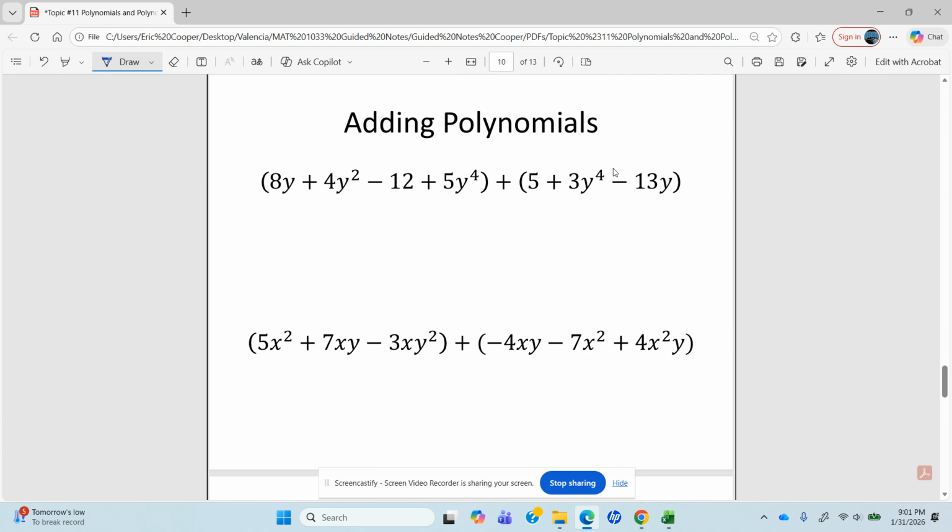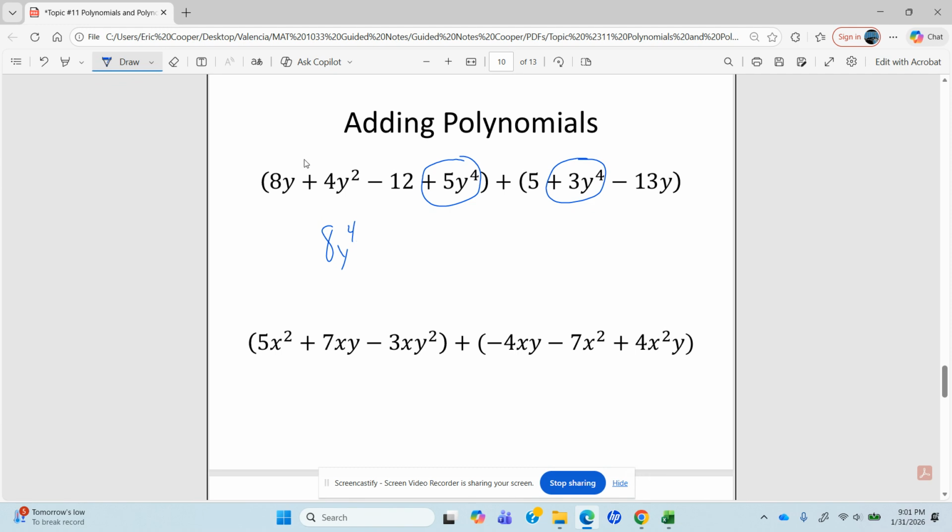So looking at this top problem, the highest exponent I see is 5y to the fourth. So this is a fourth power. We'll look to see if we have any more fourth powers, which we do here. So we'll combine 5y to the fourth and 3y to the fourth, and we'll make 8y to the fourth. Now typically next we would go to the third powers, but we don't have any third powers. So we'll skip it. We don't need to write 0y to the 3. We're just going to pretend like it's there. It's not there. We can't do anything with it.